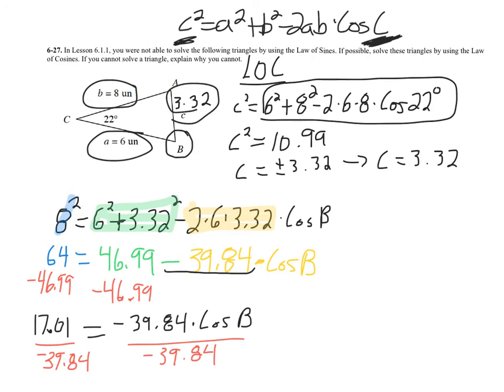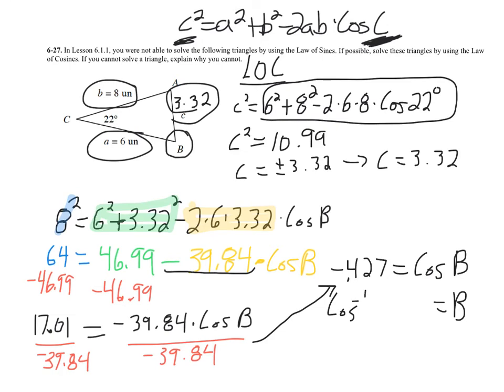That yields a negative 0.427 equaling the cosine of angle B. Now take the inverse cosine of both sides. And B comes out to be 115.28 degrees.